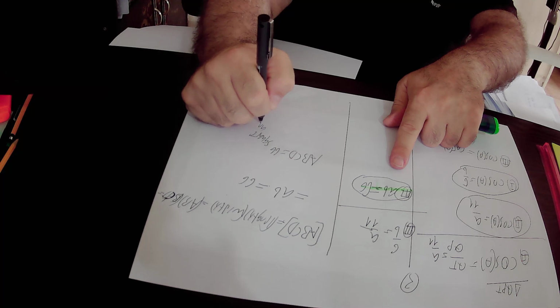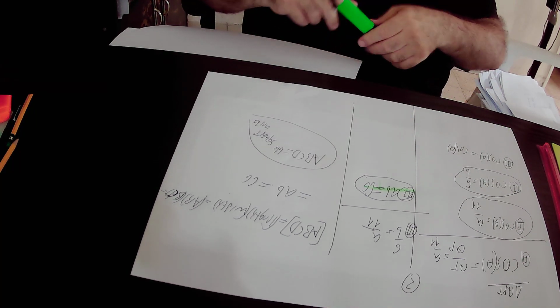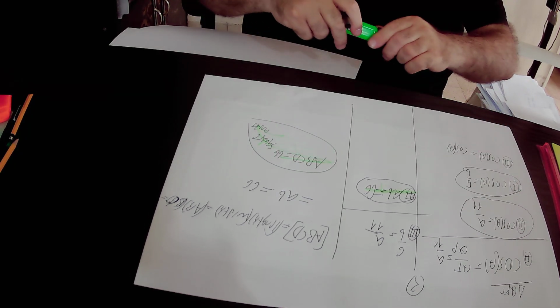Okay, so we finished with the first method. In the next step, I will present to you how to find the area of rectangle ABCD according to the second method.